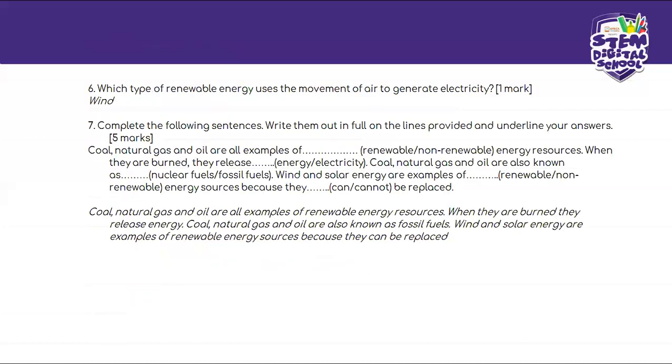Okay, let's continue. Question 6. Which of the renewable energy uses the movement of air to generate electricity? Straight away, that's what? Wind. We got it right? Okay, before I complete question 7, how many of you got, tell me, number 1 to number 6, who got total there? Junior, what are you saying? Which waves? What waves are you talking of?